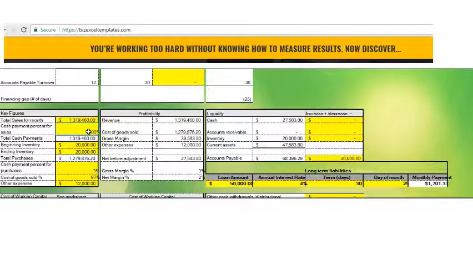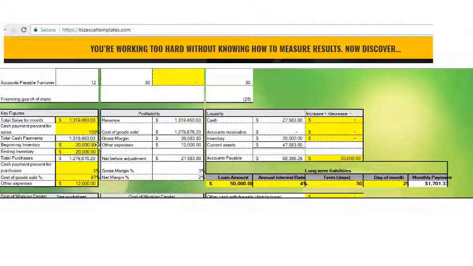Then here you enter the percent of cash payment for sales. So if currently you have no accounts receivable and every single sale you have is a cash sale, put 100% there. Then, how much do you carry in inventory?